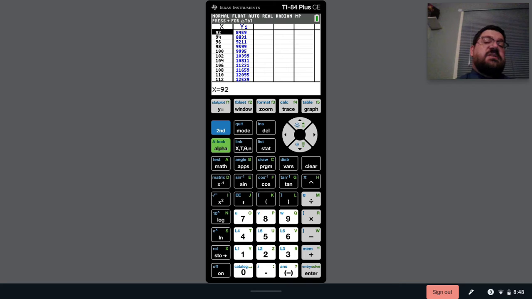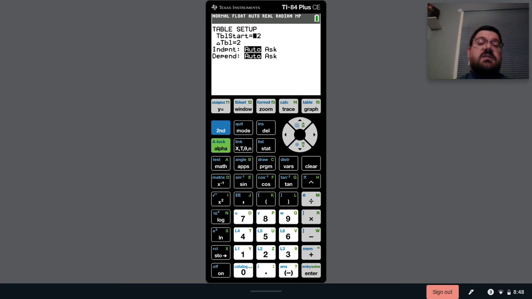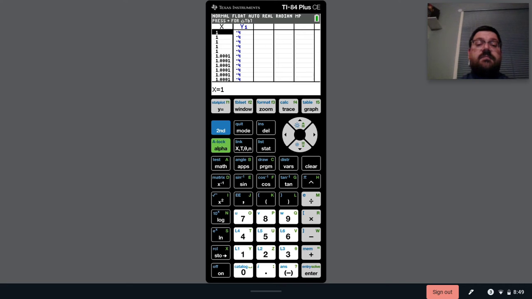And for our purposes, where we want to look at really, really close values, we can set our table start to be a specific value, 1, maybe. And then our delta table can be really, really small, like we can go up by 0.0001. And now when we look at it, we get all these values of -4.